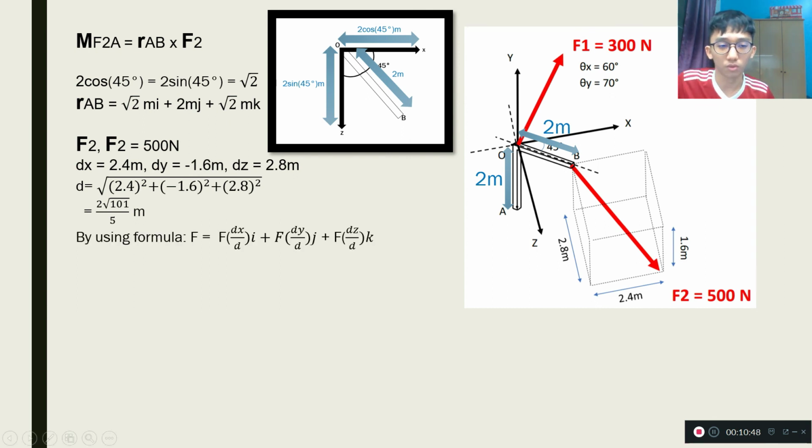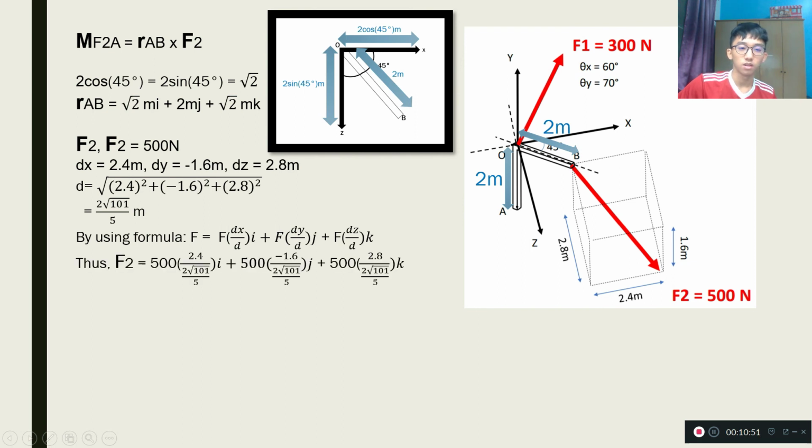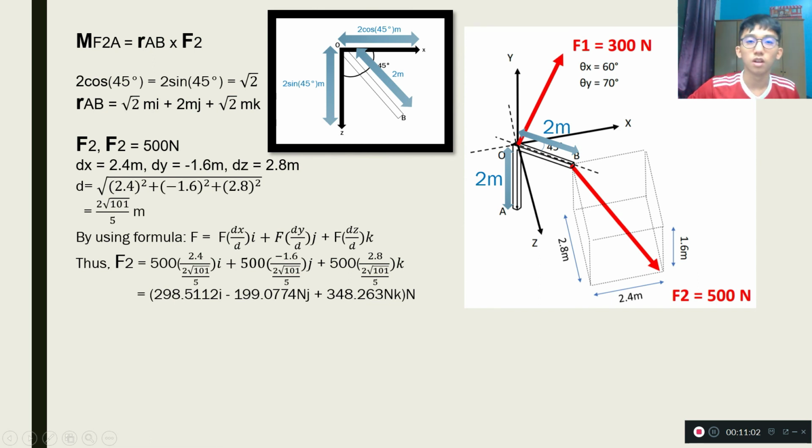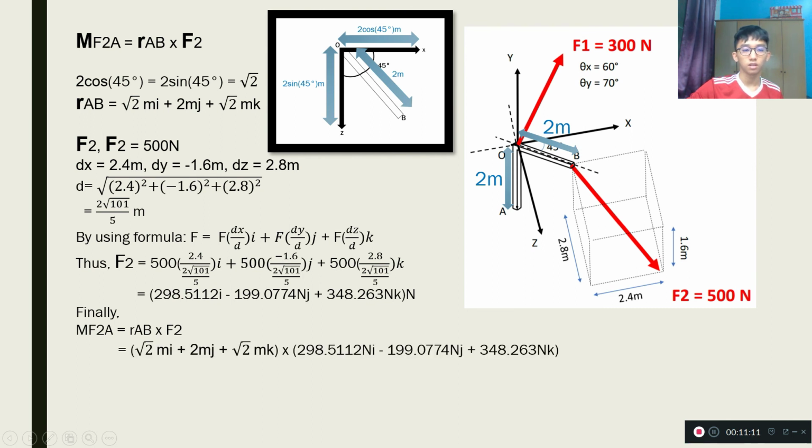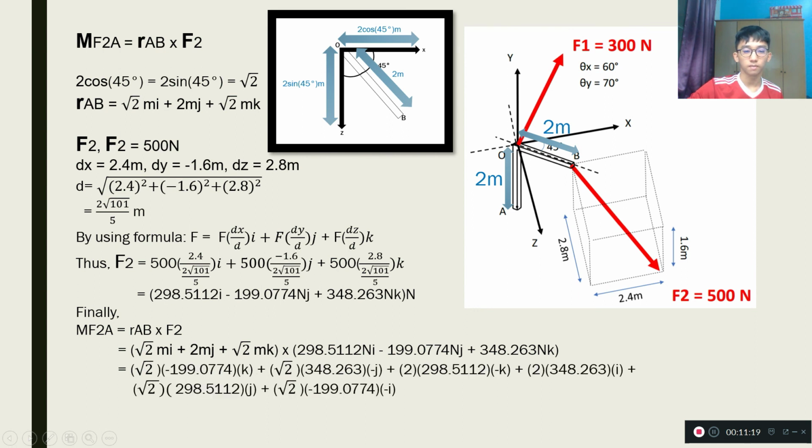And then by using the formula, we will get our F2 here equal to the answer here. After we get our F2, we can calculate our moment produced by F2 at point A. By substituting the values inside, we will get the equation here. And then we have to do the cross product again, and we will get the equation here, and the final answer is here.